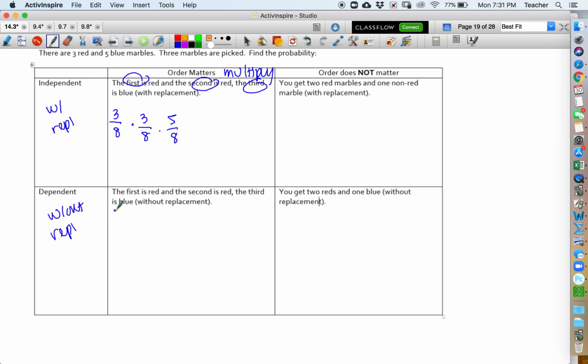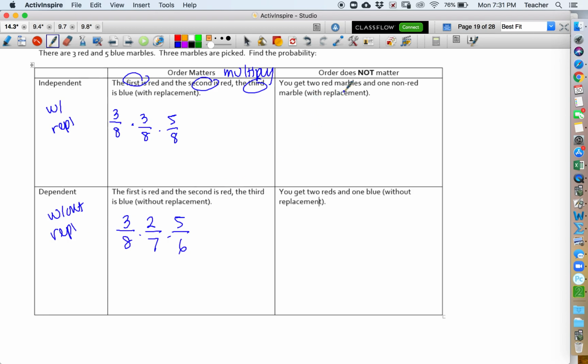Red, red, blue again, except this time it's without replacement. So the first time there's 3 red out of 8. Now there's 1 less red because it's not replaced, so there's 2 red out of 7. And in the last pick there are 5 blue still, but now there are only 6 marbles left. Order matters, multiply.